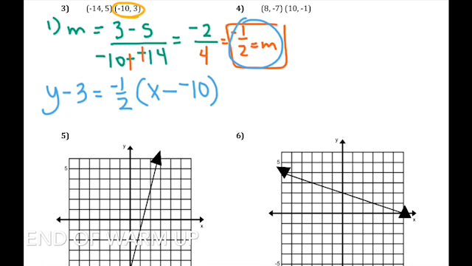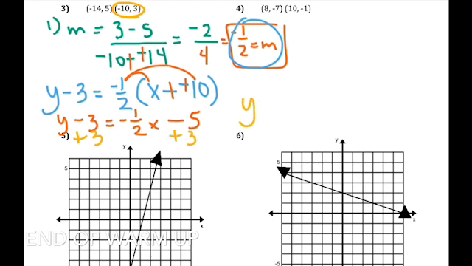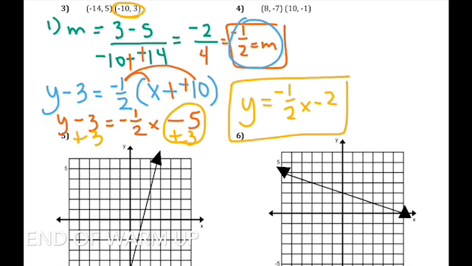And then so I'm going to have y minus 3 is equal to, that x minus -10 is going to turn into a plus, so I'm going to have -1/2 x, and -1/2 times 10 is negative, and half of 10 is 5. And then my final step will be to add the 3. And so my equation, my answer for number 3 is y equals -1/2 x, and then -5 plus 3 is -2. So that's the equation that has the slope that goes through those 2 points.